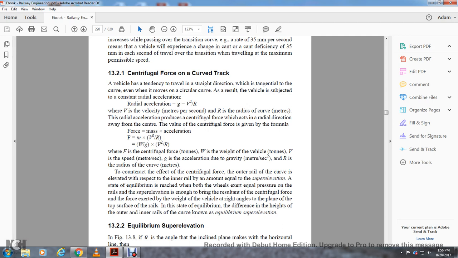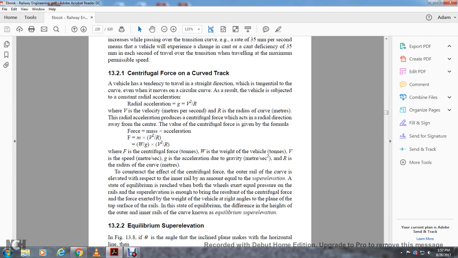Force equals mass times velocity squared divided by the radius of the curve, which equals weight over acceleration due to gravity, times velocity squared over the radius, where F is the centrifugal force in terms of the weight, W is the weight of the vehicle, V is the speed in meters per second, g is the acceleration due to gravity in meters per second squared, and R is the radius of the curve in meters.